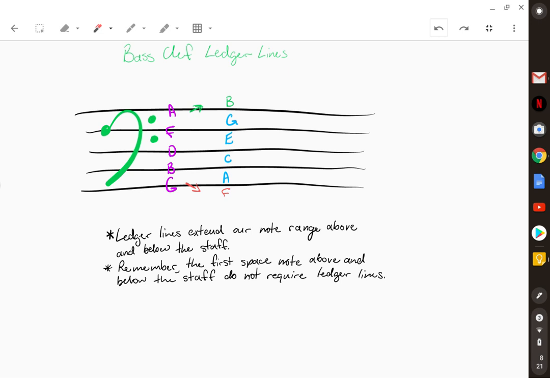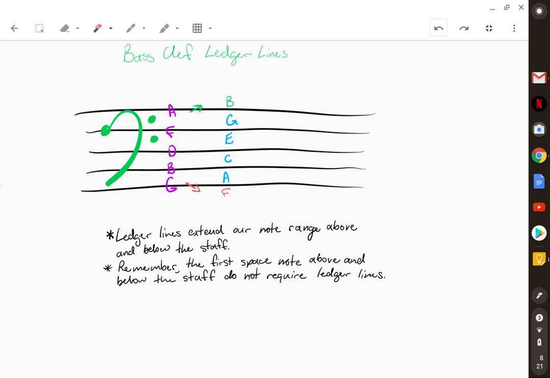Remember, in bass clef, we start with G, and as we go up, it's Good Boys Do Fine Always. And our spaces are All Cows Eat Grass. And remember, we're always going up alphabetically. So when we get to G, we have to start back over at A. So we have G and then A, and then you just keep going up alphabetically. B, C, D, E, F, G. And again, once we get to G, we start back over at A.